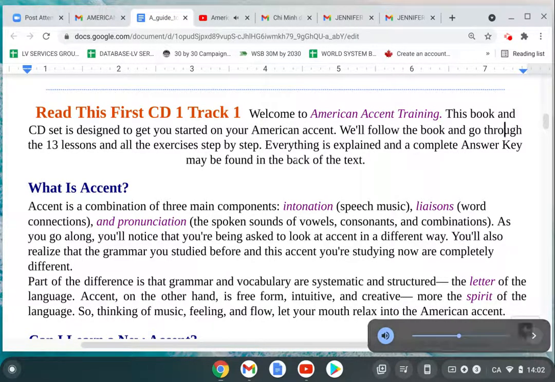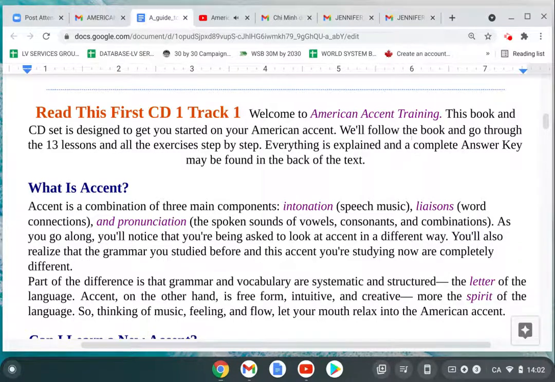This book and CD set is designed to get you started on your American accent. We'll follow the book and go through the 13 lessons and all the exercises step by step. Everything is explained and a complete answer key may be found in the back of the text.